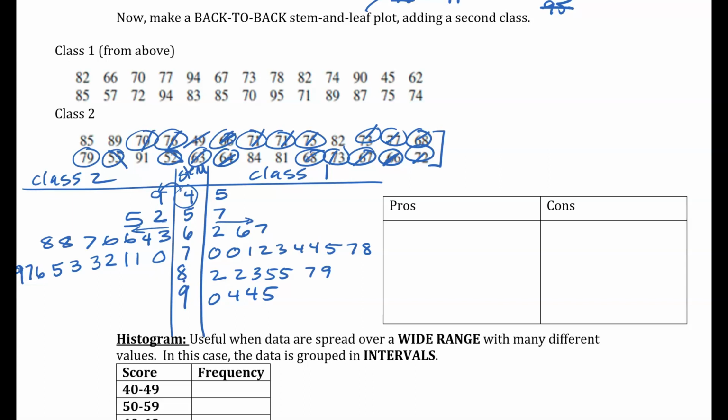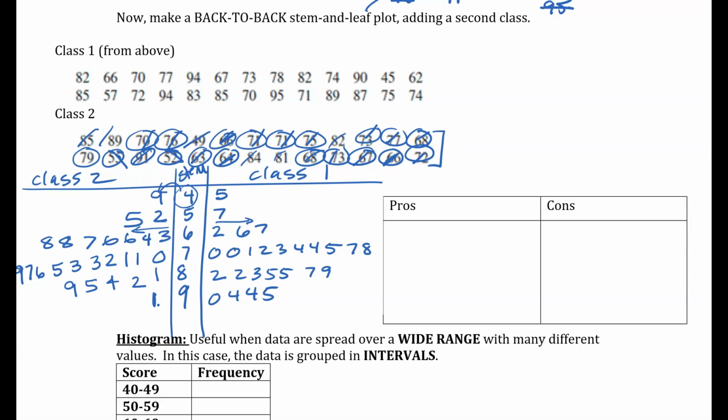So for 80s, I've got an 81 and an 82 and an 84, an 85 and an 89. So I cross all those off, and then it looks like I've got a 90, I've got a 91, and then we put that there. And so what this does is this allows us a really good visual of how to compare class 1 with class 2. So what are some pros and cons with this stem and leaf plot?